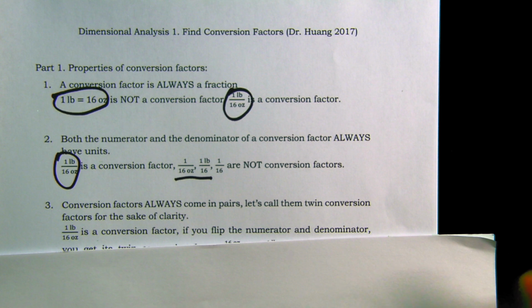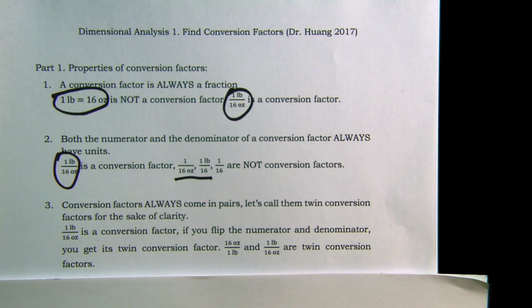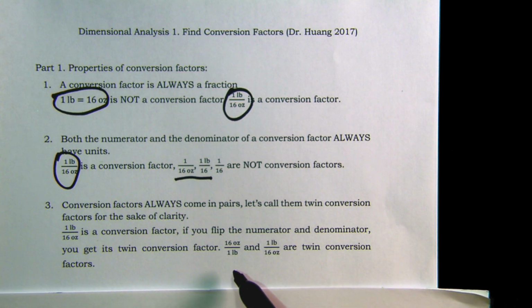Number 3, conversion factors always come in pairs. Let's call them twin conversion factors for the sake of clarity. 1 pound over 16 ounces is a conversion factor. If you flip the numerator and denominator, you get its twin conversion factor. 16 ounces over 1 pound and 1 pound over 16 ounces are twin conversion factors.